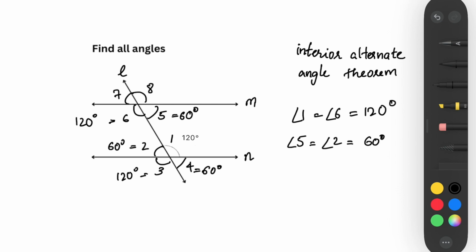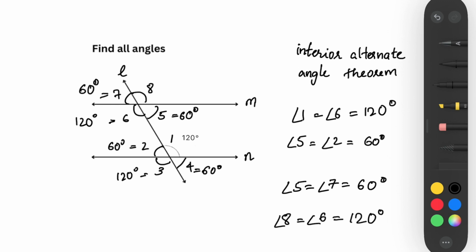Now angle 7 is vertically opposite angle 5. So angle 7 is equal to angle 5, and they're both equal to 60 degrees. Meanwhile, since angle 8 is vertically opposite angle 6, they are also equal, meaning that angle 8 is equal to the value of angle 6, which is 120 degrees. So that's it. We've solved this question. We got the value of all the angles that we didn't know.